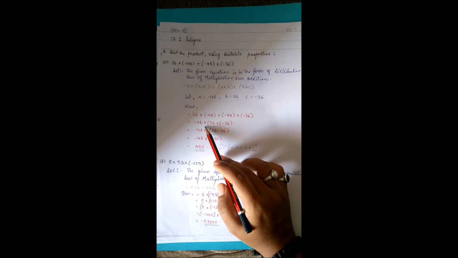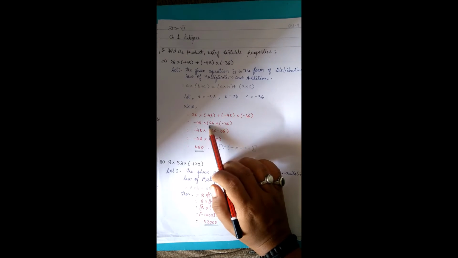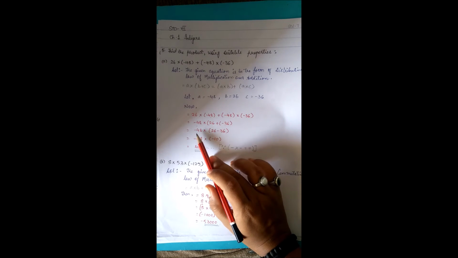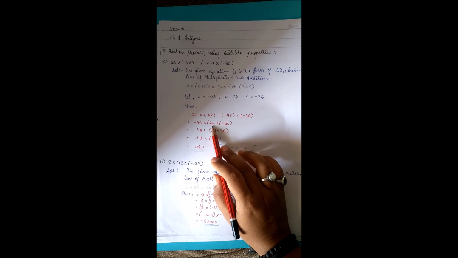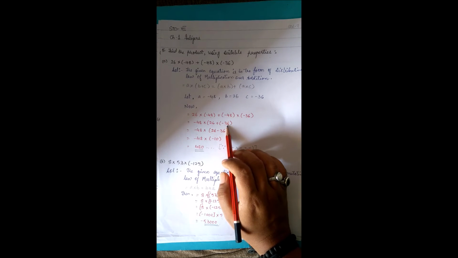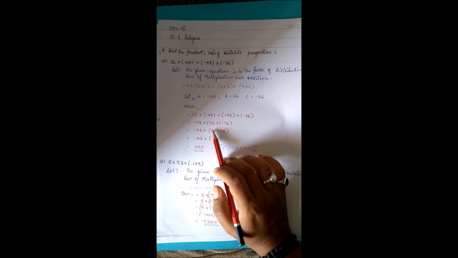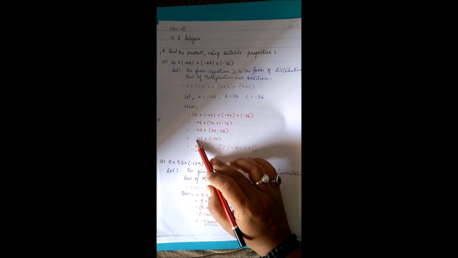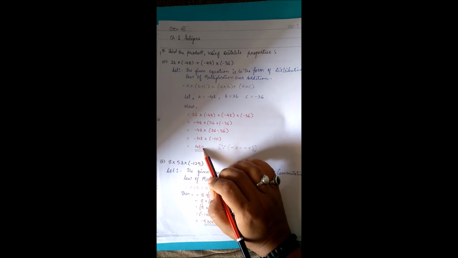So we will take minus 48 common, and 26 plus minus 36 in one bracket. So 26 plus minus 36, we will solve this first. So plus minus will become minus. So 26 minus 36, that is minus 10. Now we will multiply that with minus 48. So minus 48 into minus 10, that is 480. Minus minus will become positive.